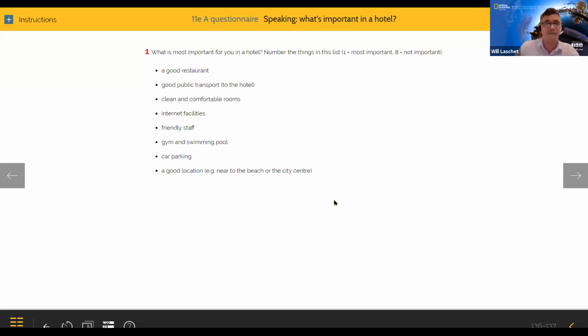We can see that easily the most important thing to the people here today, 92% say that clean and comfortable rooms are the most important things. Internet facilities and friendly staff are second and third, 55% for friendly staff, 51% for internet facilities, and 58% a good location. So first, number one, clean and comfortable rooms, then good location, then friendly staff, then internet facilities. Okay, so these are the most important things.